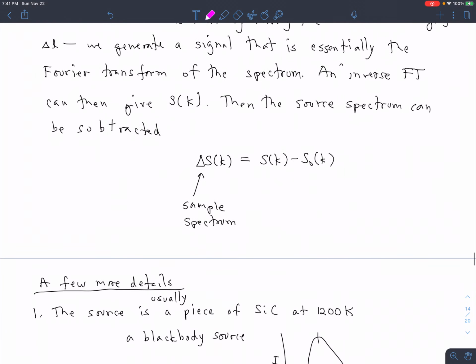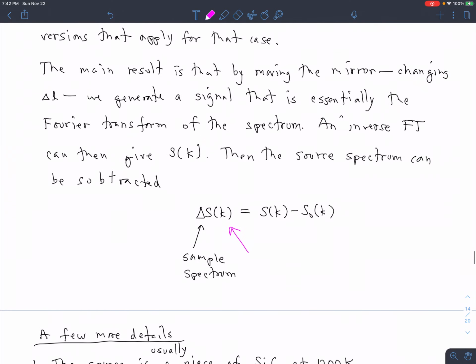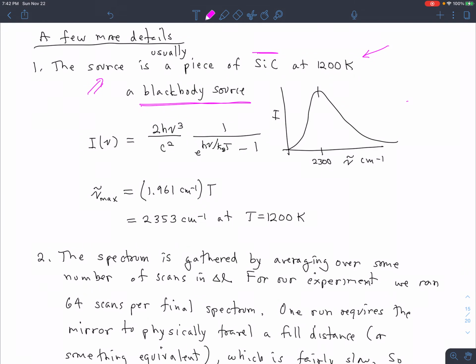All right, and what that gives you is the actual transform, and that's how an FTIR spectrum works. A couple more details. First of all, the source is often a piece of silicon carbide heated to a high temperature to give you a black body radiation output. So this is what actually goes into the interferometer. It's got a broad range of wavelengths because it's just a hot body, and you'd get almost the same spectrum for almost any material heated to the same temperature.